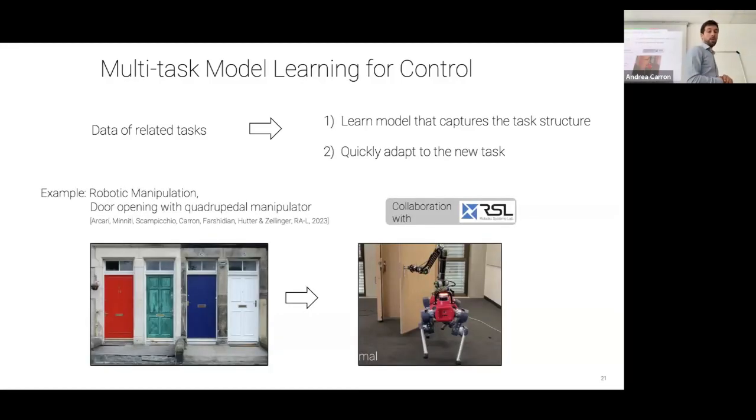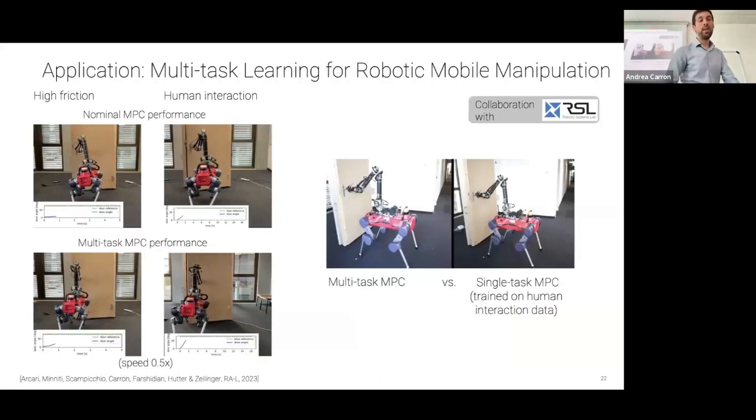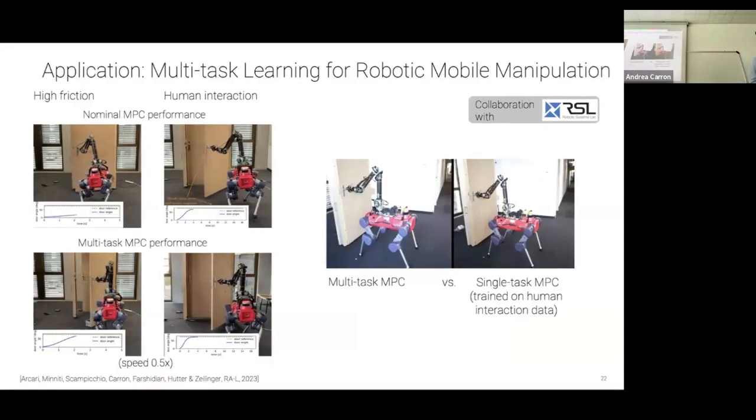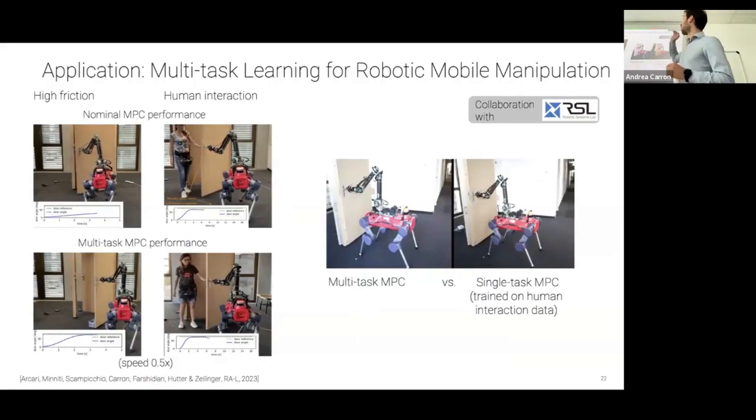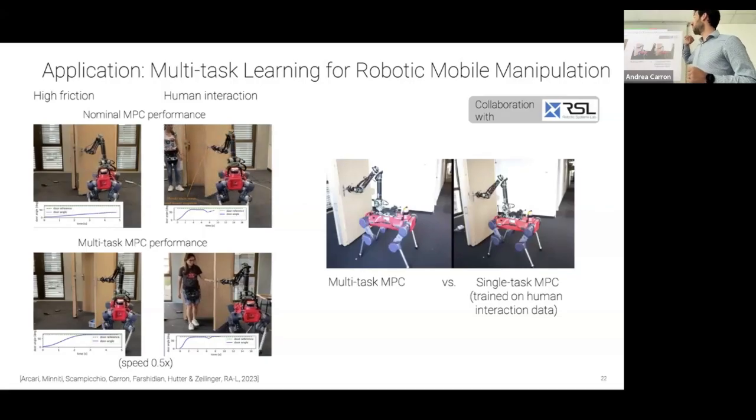As I mentioned, we try to apply this on a quadruped robot with a robotic arm on top, for example, for door opening tasks. The idea is that we use a parametric model like the one I showed before, with basis functions and parameters. We try to learn basis functions that can adapt to different tasks, and then the specific adaptation is done with the specific parameters. We can see this in action here. On the top side, you can see the nominal MPC model.